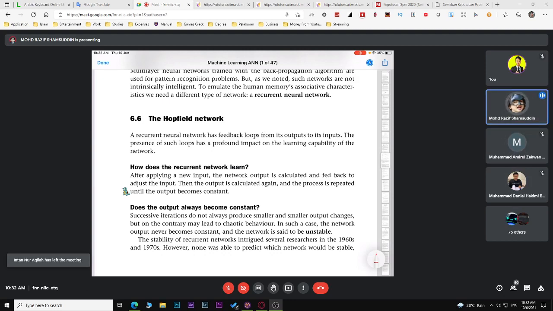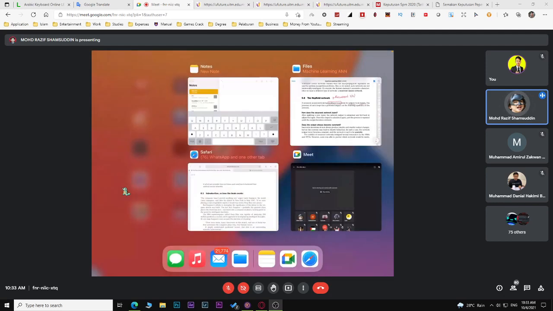Alright. So again, a Hopfield network is a recurrent neural network. Okay. And the recurrent neural network has a feedback loop. Okay. Yang ni saya highlight yang penting lah. Nanti you kena baca balik. From its output to its input. Output to input. Alright. So apa yang berlaku dalam recurrent neural network?